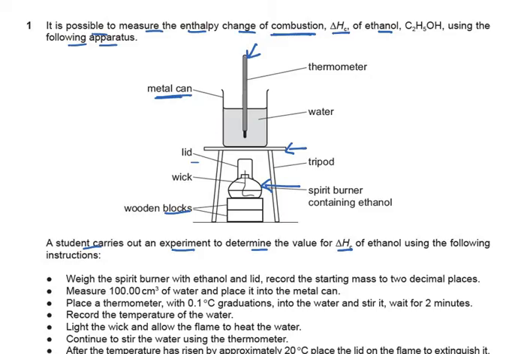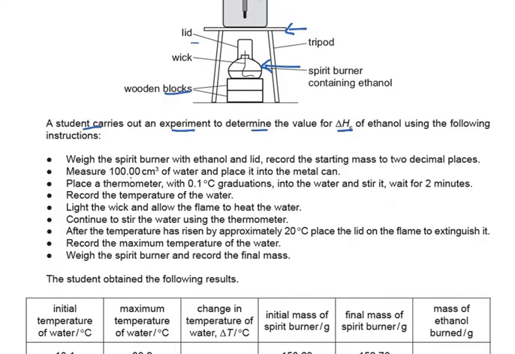Now let's go ahead with the steps. What are the different steps for the experiment? Weigh the spirit burner with ethanol and lid and record the starting mass to 2 decimal places. Measure 100 cm cube of water and place it into the metal can. Place a thermometer with 0.1 degree Celsius graduations into the water, stir it and wait for 2 minutes. Record the temperature of the water.